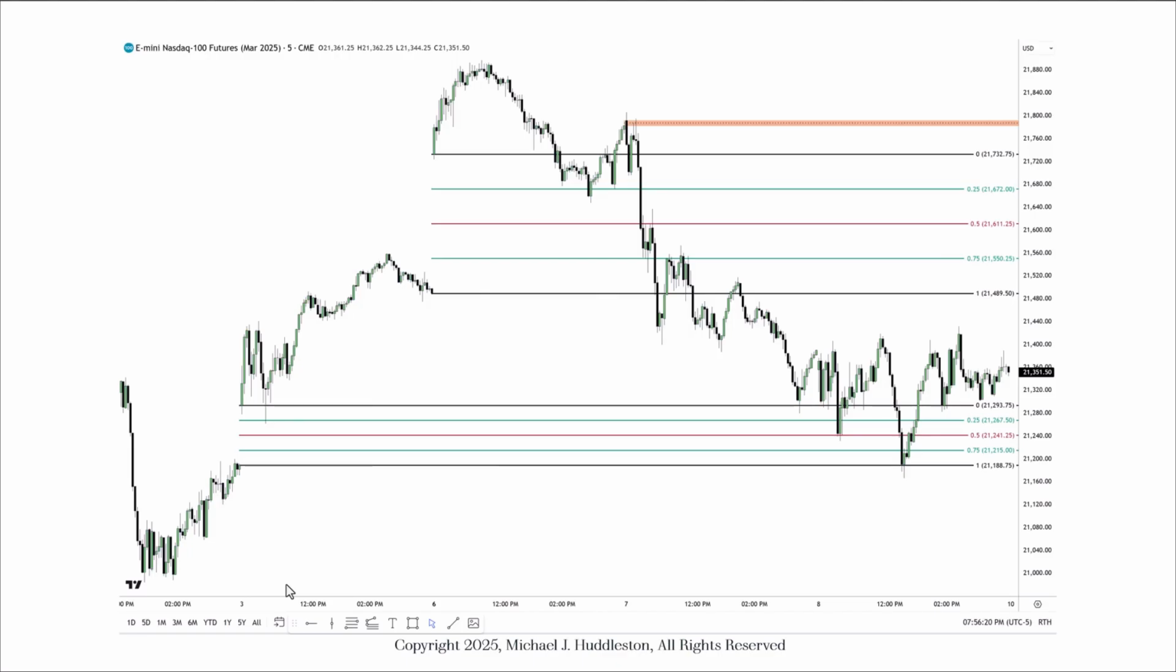But anything higher than 120 handles, I'm going to be leery in anticipating that gap immediately being refilled or rebooked to at least half the gap. It can, but I want to have a little bit more information besides just using this information.